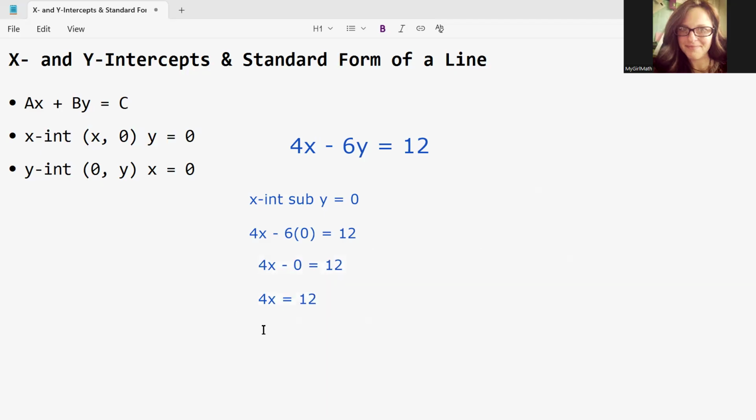and divide by 4, and our x-intercept is 3. 3 comma 0 for our x-intercept. Let's do the y-intercept. This time we'll substitute 0 in for x to find the y-intercept.